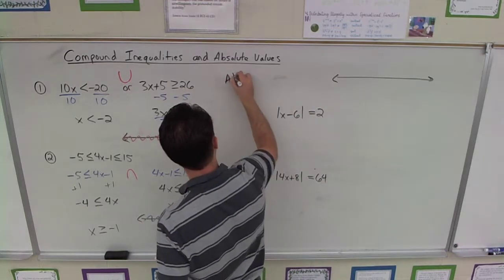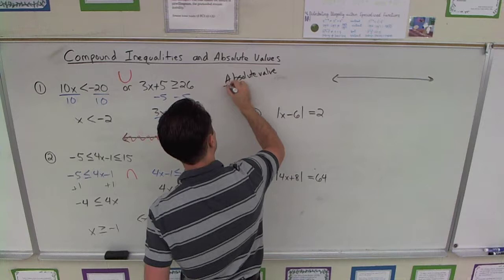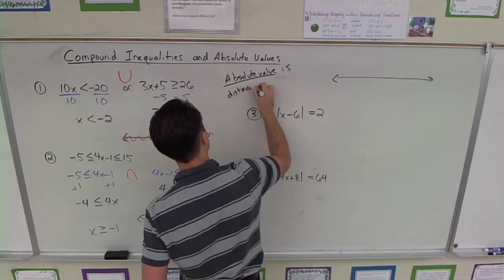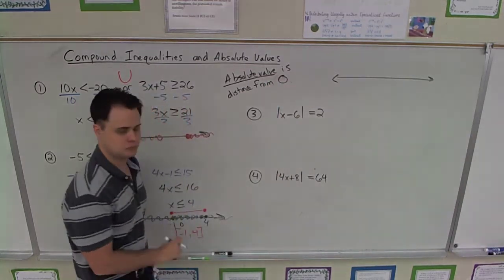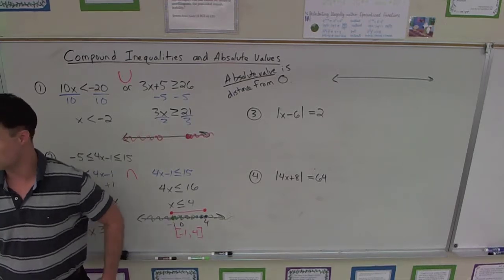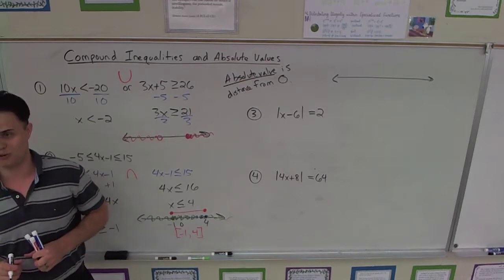Absolute value, one way to think about it is distance from 0. Okay? That's all we need for today, because we're thinking about one-dimensional number lines, so distance from 0, I think, is going to come.